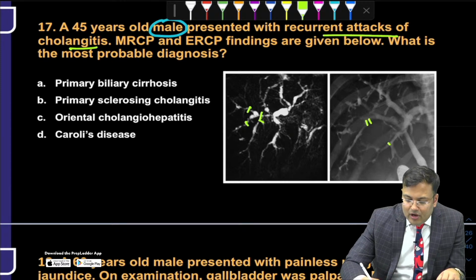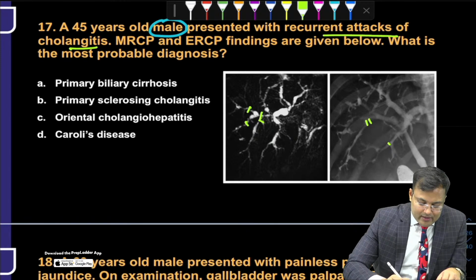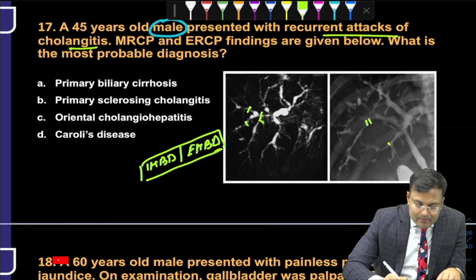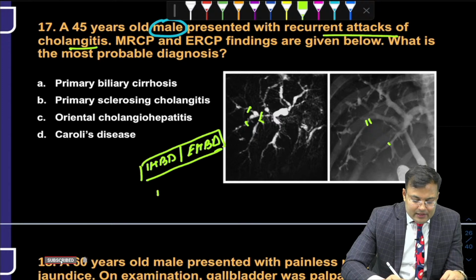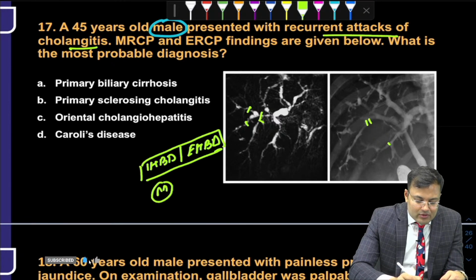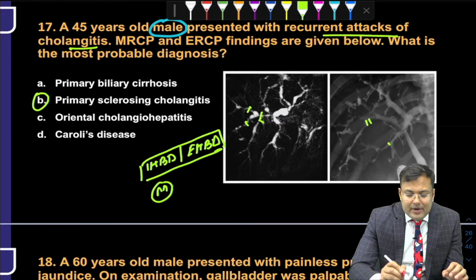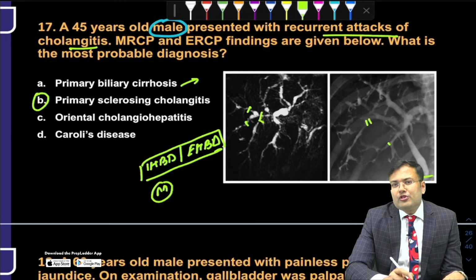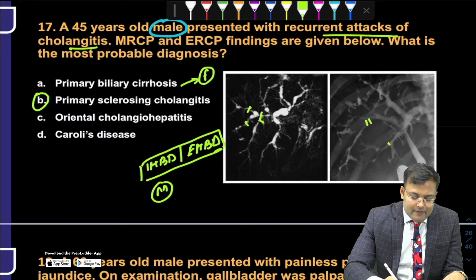Multiple strictures are involving both intrahepatic bile duct and extrahepatic bile duct. Both are involved. Multiple strictures are there and it is more common in males. What is the diagnosis? B. Primary sclerosing cholangitis. Primary biliary cirrhosis is an autoimmune disorder. That's why it is more common in females.